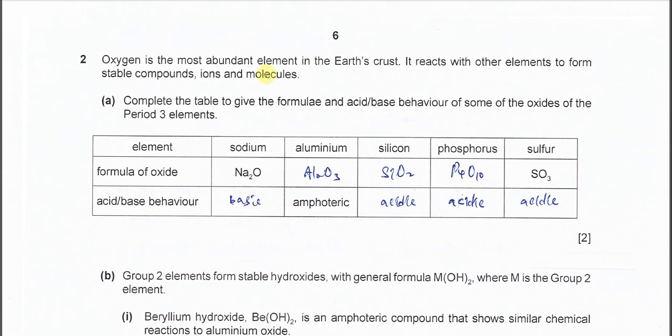Question 2a. Complete the table to give the formula and acid-base behavior of some oxides of the period 3 elements. For the oxides, aluminum will form Al2O3, silicon will form SiO2, phosphorus will form P4O10, better you put P4O10. For acid-base behavior, we know that after aluminum oxide, they are all acidic oxides. Sodium oxide is basic, aluminum oxide is amphoteric, silicon, phosphorus and sulfur oxides are all acidic.